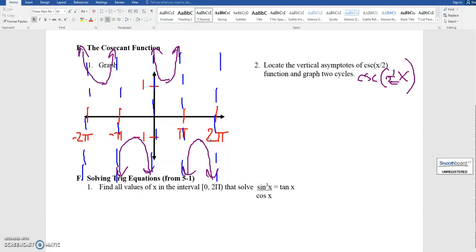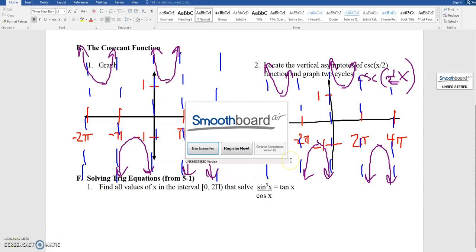So again, I'm just going to pause the video, take a minute to draw that out. But you need to realize that our b value is 1/2. So we have a horizontal stretch by a factor of 2. So that'd be kind of the graph that I get.